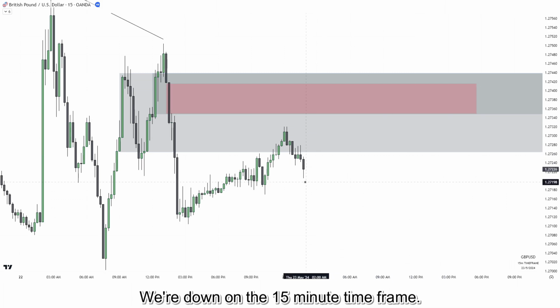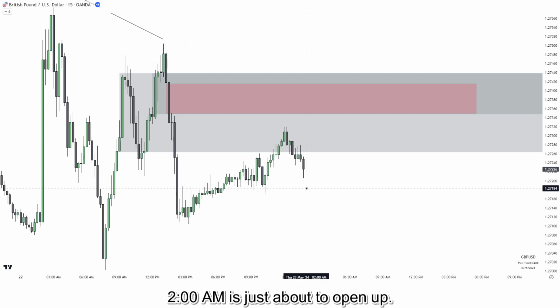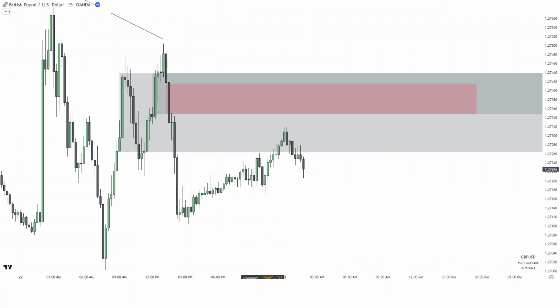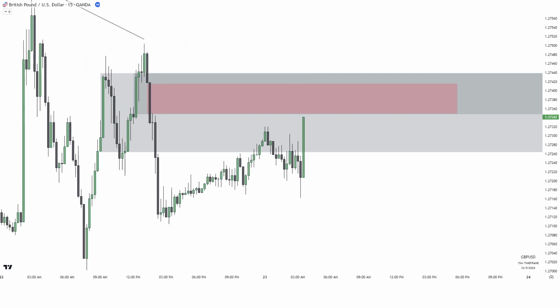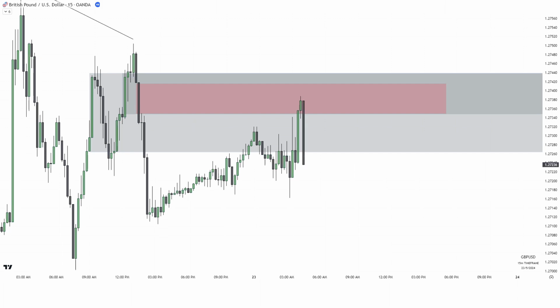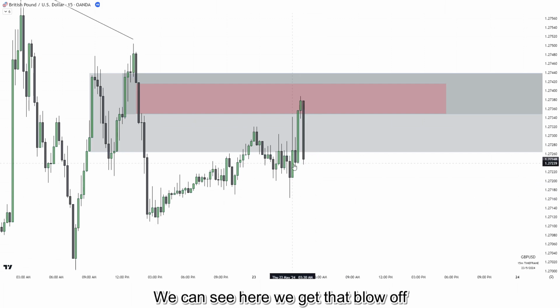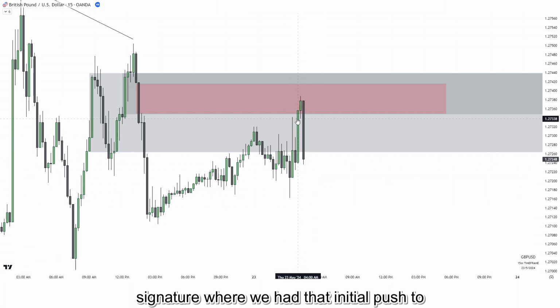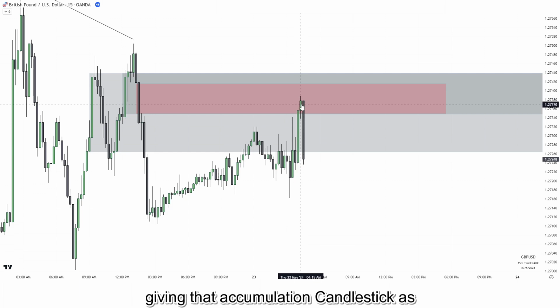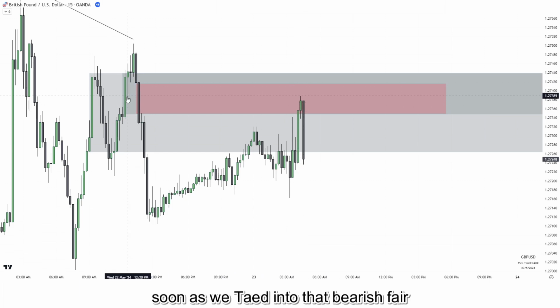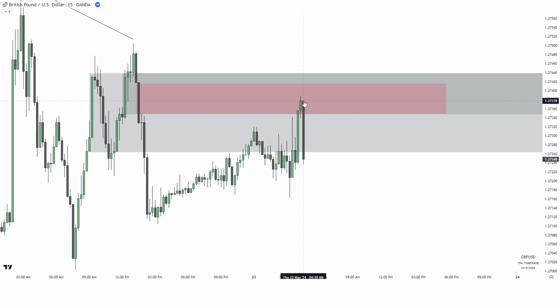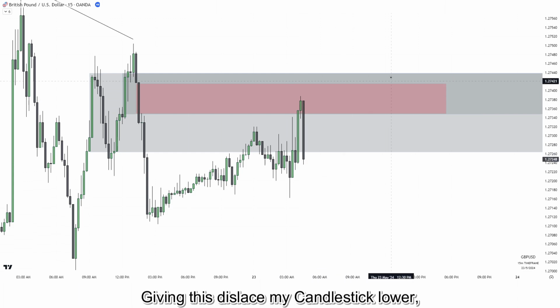We're down on the 15-minute time frame. 2 a.m. is just about to open up. Let's see what happens. We can see here we get that Blowoff signature where we had that initial push to the upside, giving that accumulation candlestick as soon as we tapped into that bearish fair value gap, giving this displacement candlestick lower.